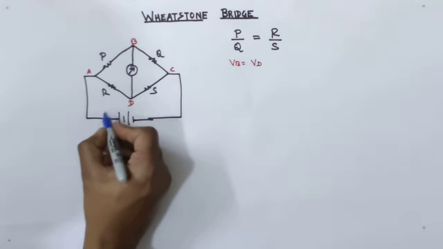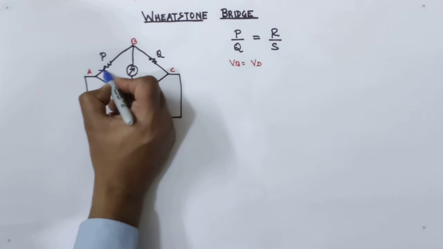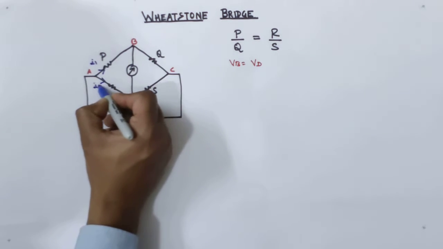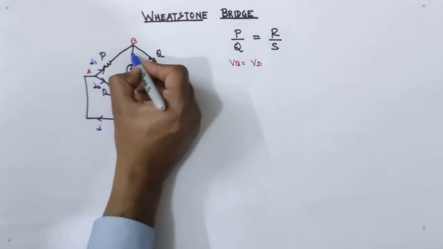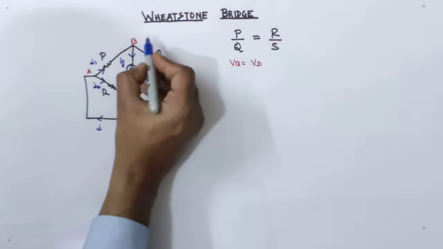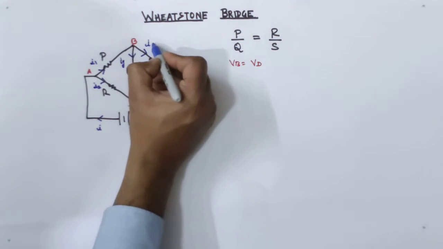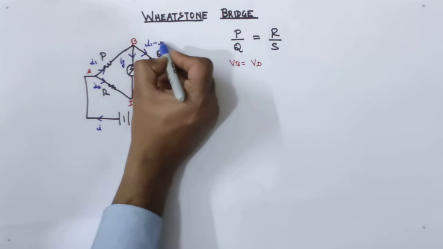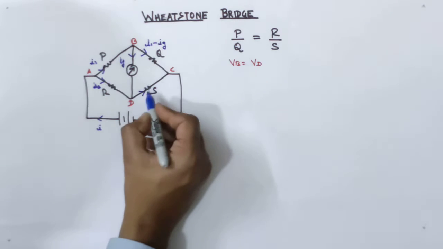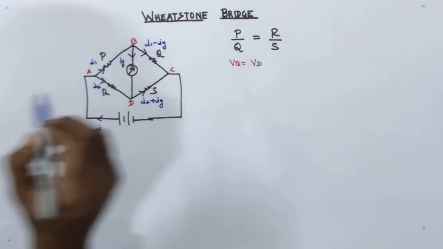Let's say the battery releases current I. Over here, the current gets split into two parts. One is I1, another is I2. Now, say in this branch, if Ig current flows, then in this branch BC, the current which will be flowing is I1 minus Ig. And in the branch DC, the current which will flow will be I2 plus Ig.